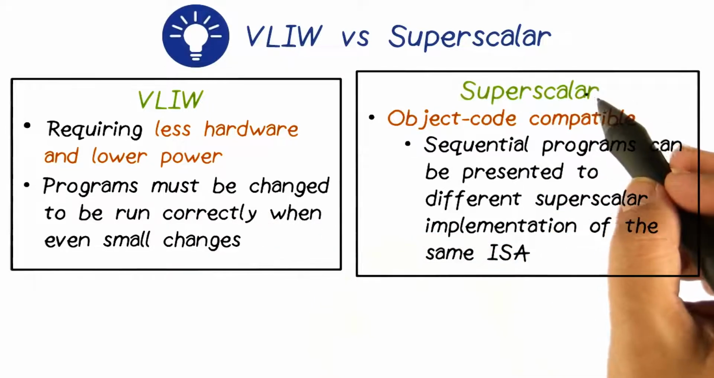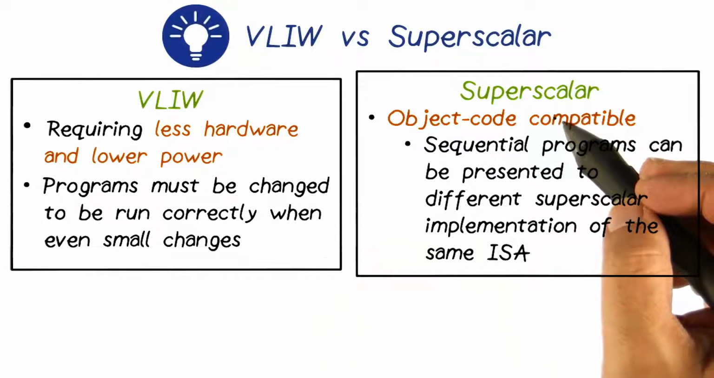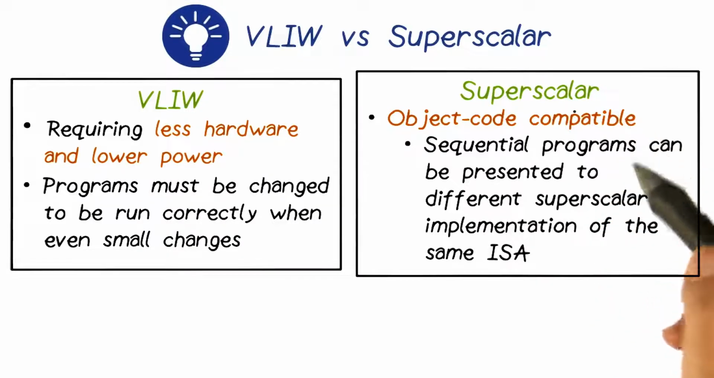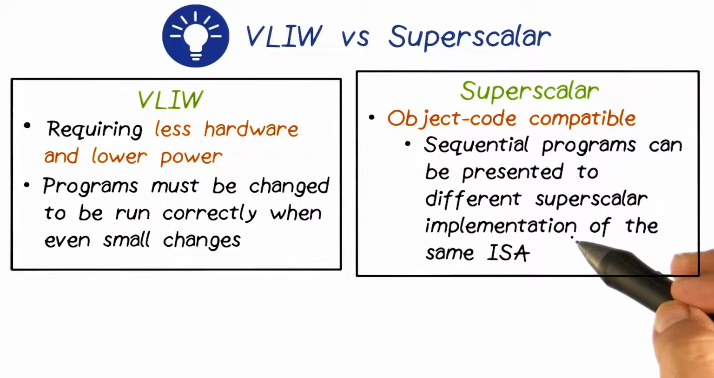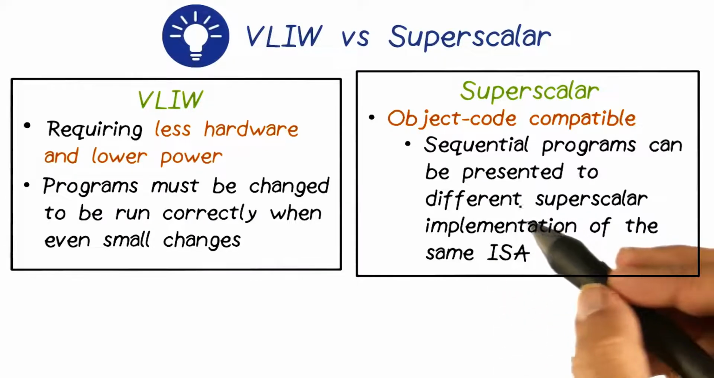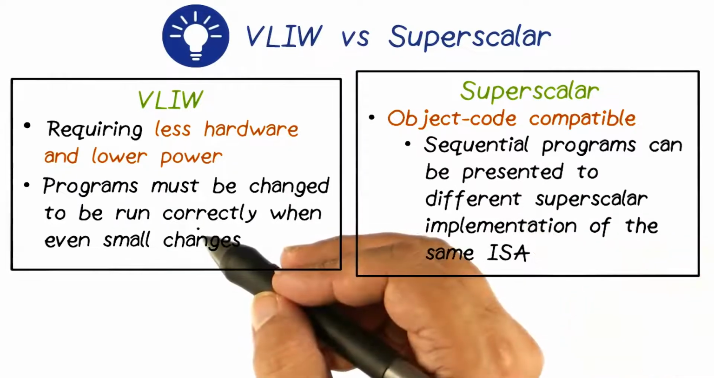As compared to VLIW, in superscalars we have object code compatibility, which means that if the ISA is not changed, the same program can execute again and again because all the other stuff is done inside the hardware. So sequential programs can be presented to different superscalar implementations of the ISA and they just work fine. That's one of the biggest benefits of superscalars, that we don't have to recompile those programs. Under the hood, we can change the architecture or the microarchitecture implementation in superscalars, and everything remains the same in terms of the software.